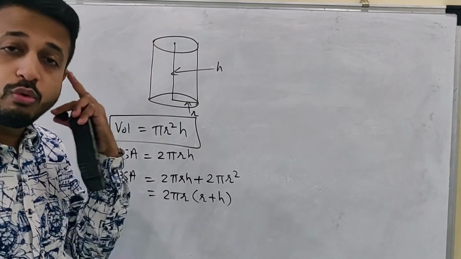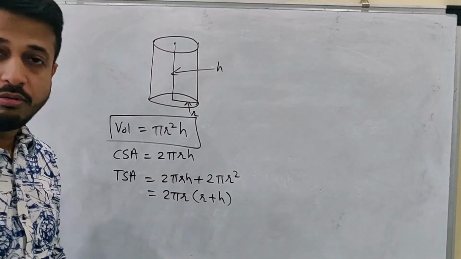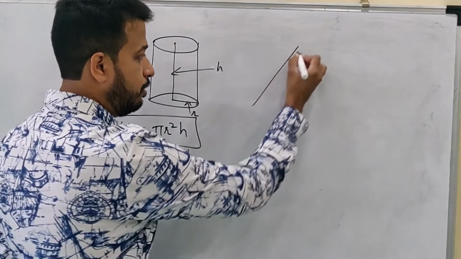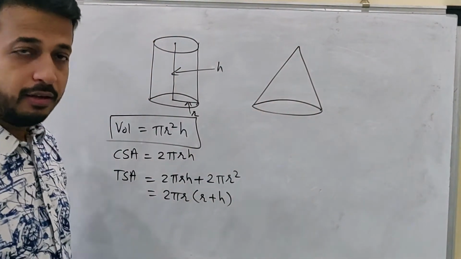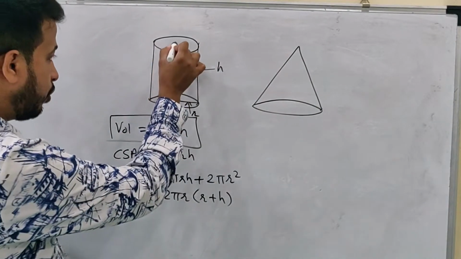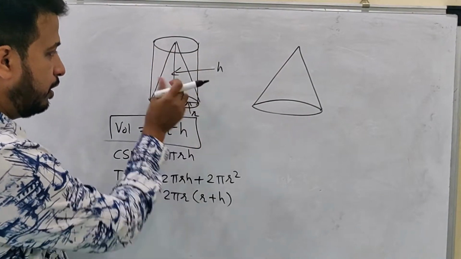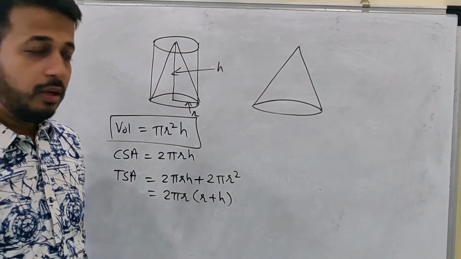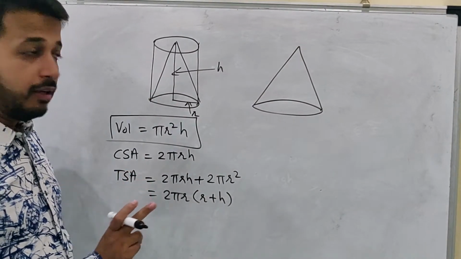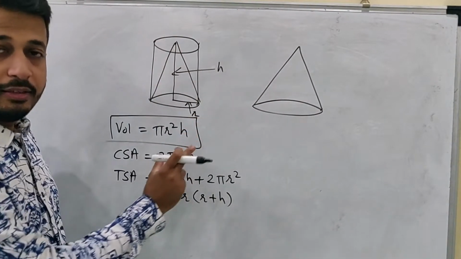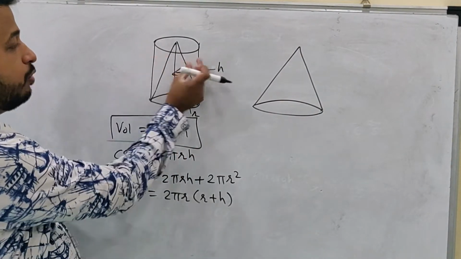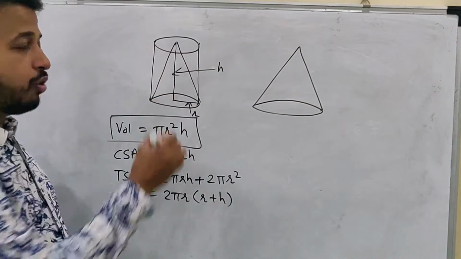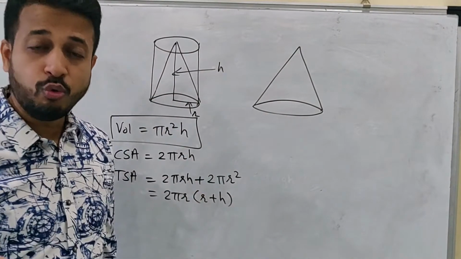Now how can we know the formula for the cone? The cone is this shape, right? In the cylinder, if I draw the lines, then I can get a cone. But if you check properly, if I draw these lines, I am actually getting three cones. This is one cone, this is the second cone, this is the third cone. So if I draw the lines in the cylinder, I am getting three cones.